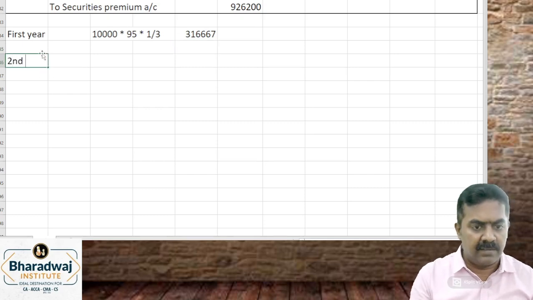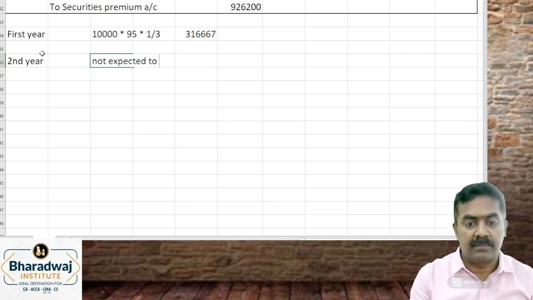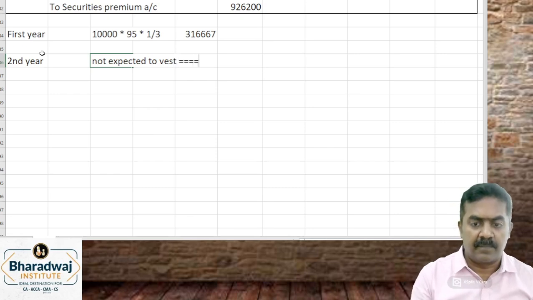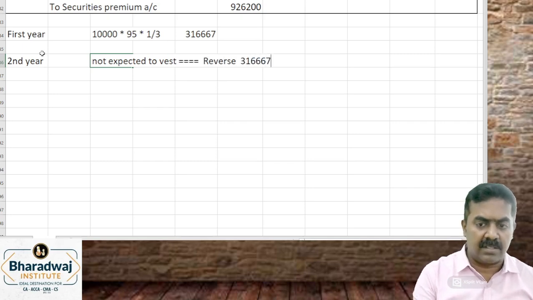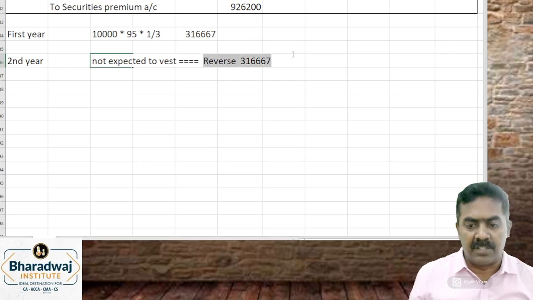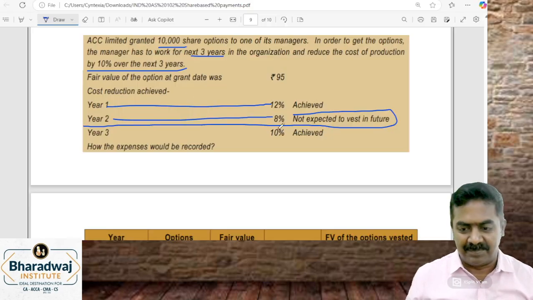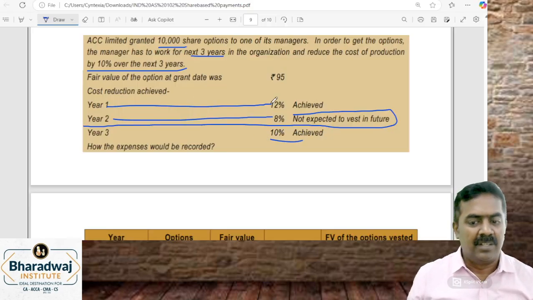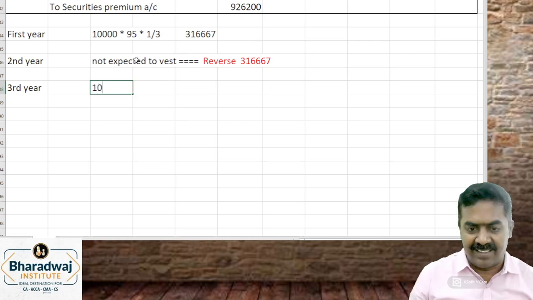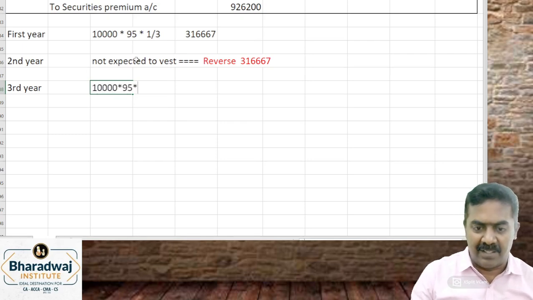In the second year, we said not expected to vest, which means reverse that. 31,667. Whatever provision was created has to be reversed. But in the third year it vests. What to do? In the third year it vests. 10% achieved. Looking at the average of 12, 10, 8, it is 10% achieved, they say. So there is no other way. 10,000 into cumulative 95 into 3/3. How much expense?